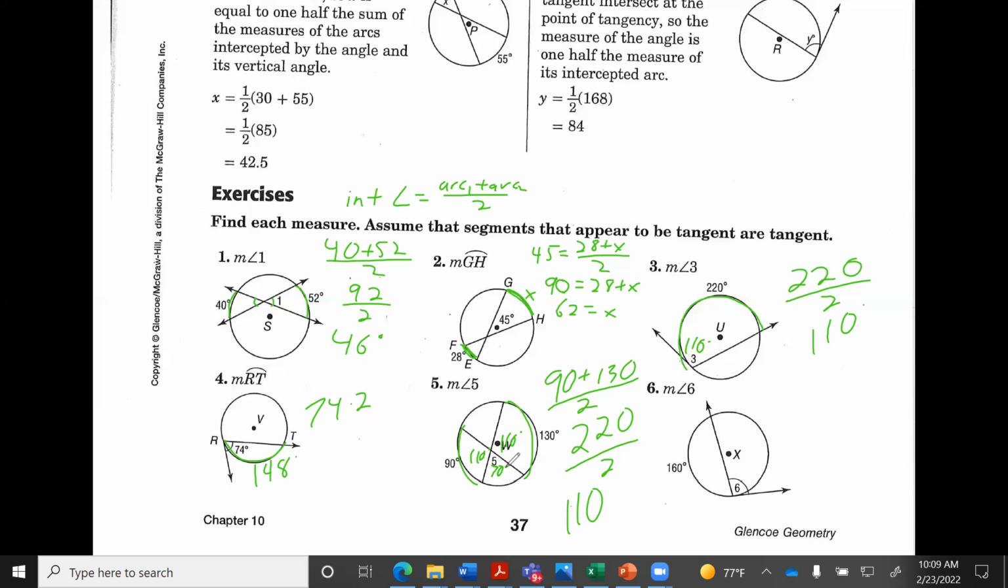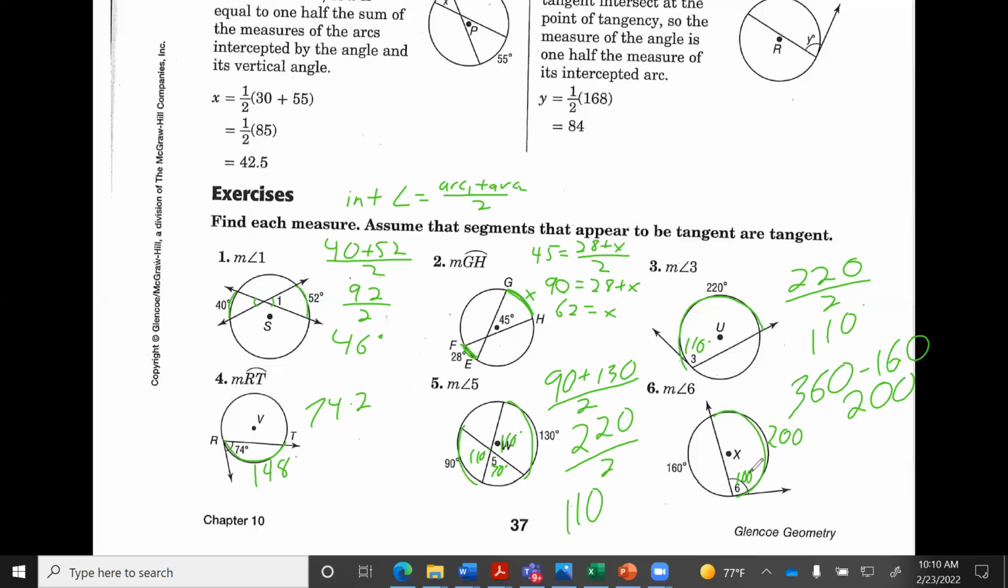Number 6. Here we have 160 for that arc. Angle 6 is intercepting the other arc. Well, what is this arc going to be? What's the arc that I just highlighted? This is 160. The circle is 360, so this arc is 200. Again, that's not our answer. They want the angle measure. But if we now know this arc is 200, this is 100.